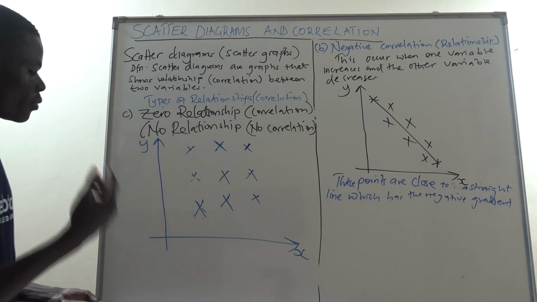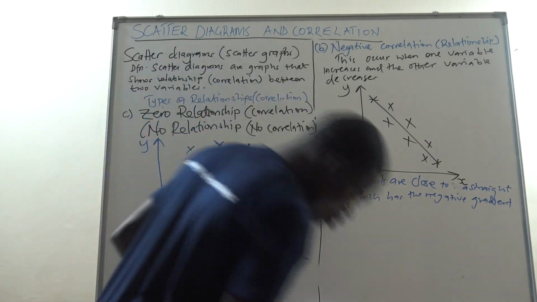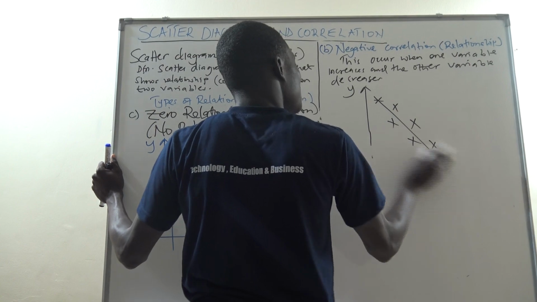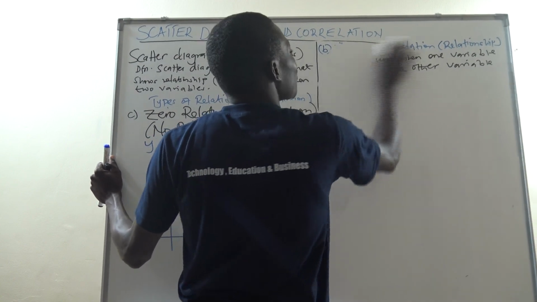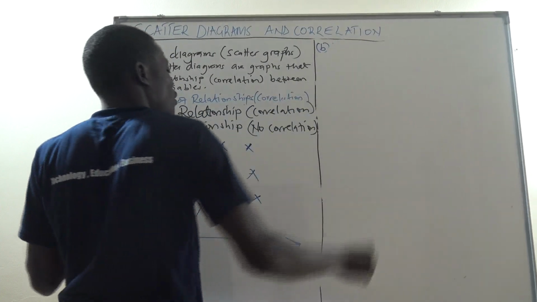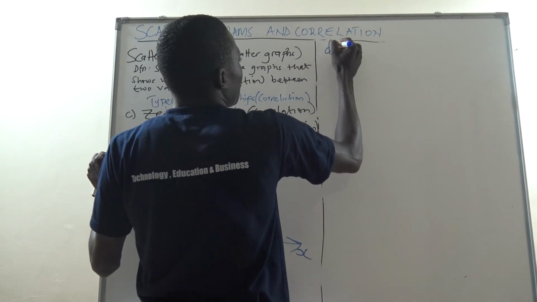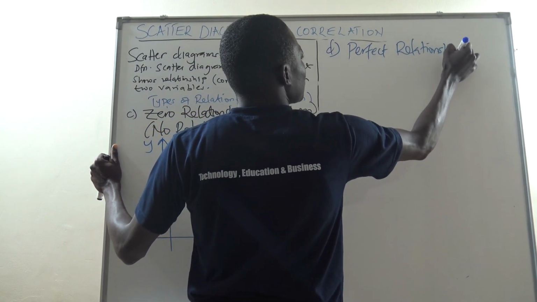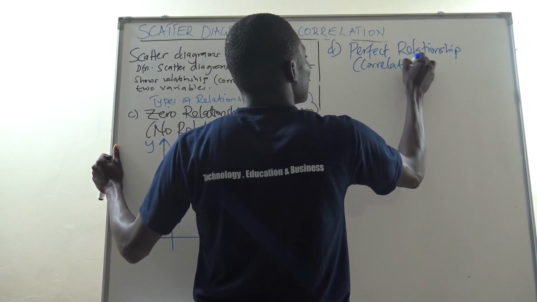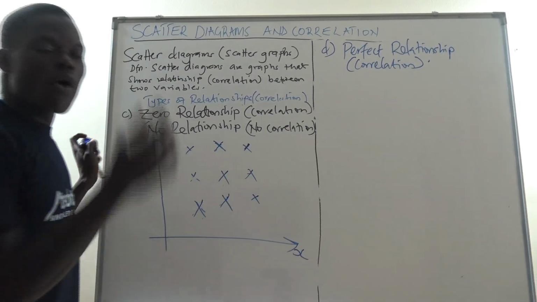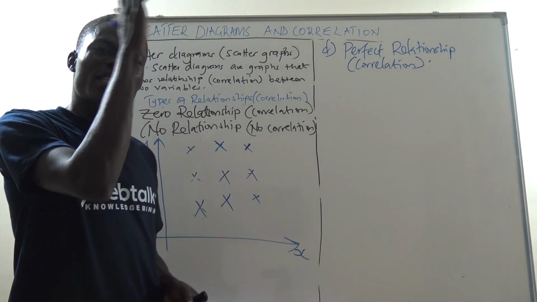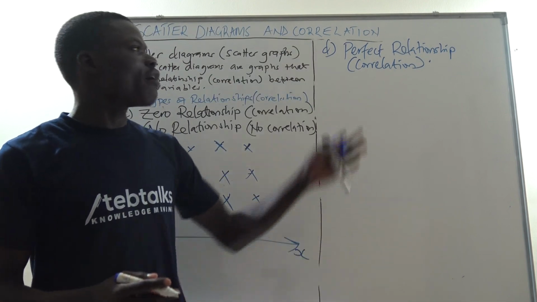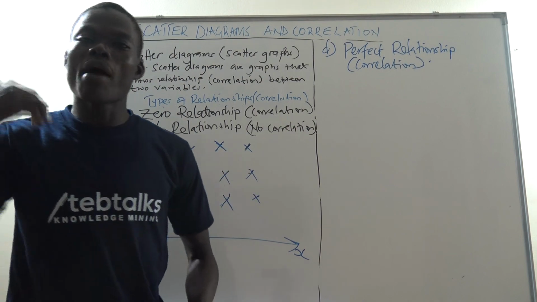And then there is another relationship, the last one, called perfect relationship. Part D: we have a relationship which we call perfect relationship or correlation. This perfect relationship occurs when all the data points of your two variables are in a straight line, or when the line of best fit passes through all of them. That's when you have obtained what we call a perfect relationship or perfect correlation.